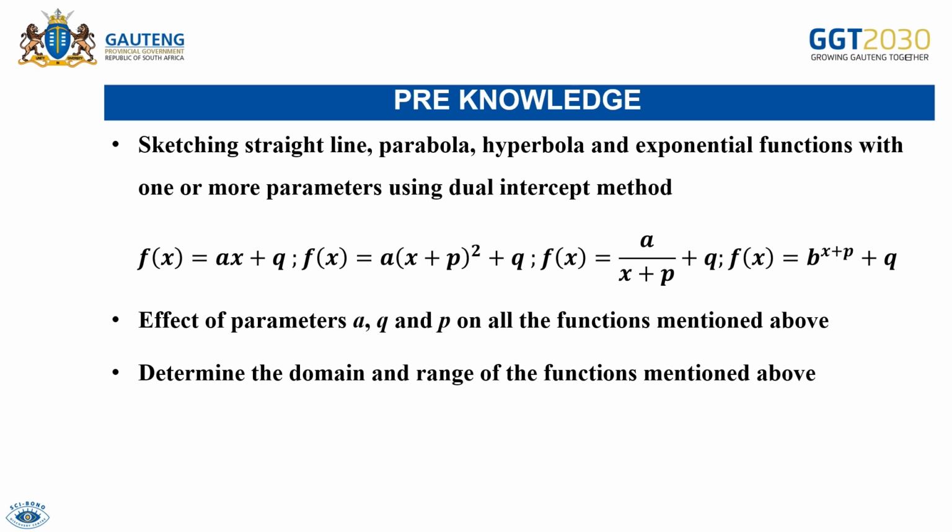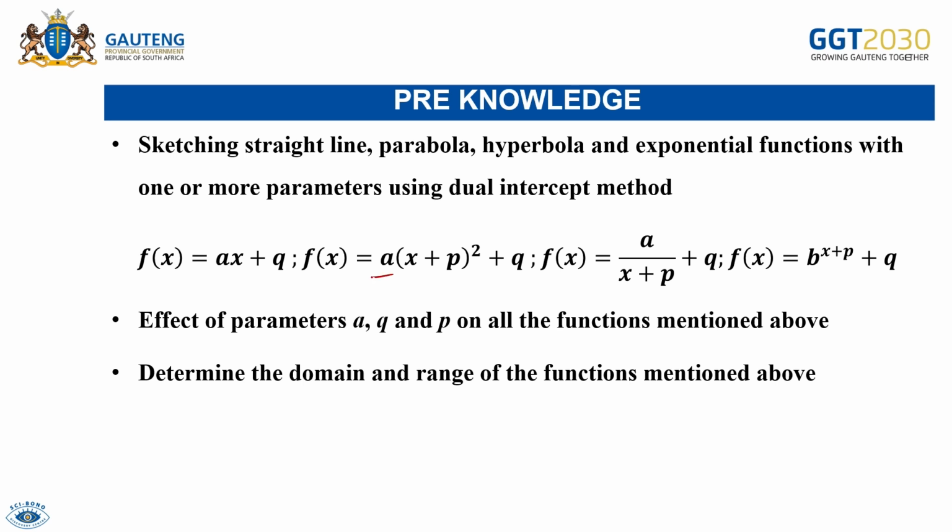So if it's plus q, it shifts your graph up, and if it's minus q, it shifts your graph downwards. And then again, you've got f of x equals a times (x plus p) squared plus q. Again, your p shifts your graph horizontally. So if it's plus p, then your graph shifts to the left, and if it's minus p, your graph shifts to the right. And then the q shifts your graph up or down.